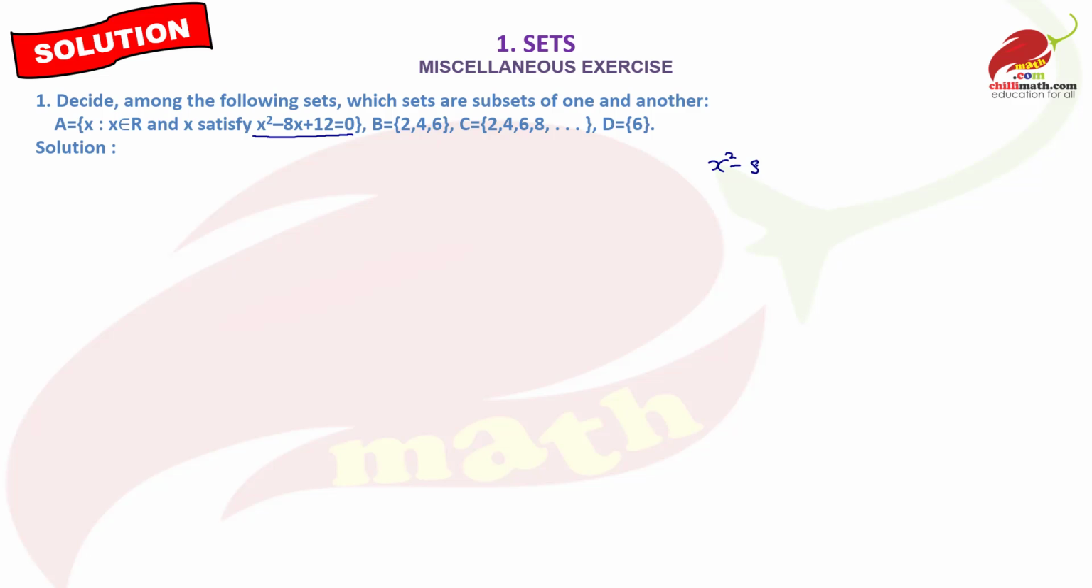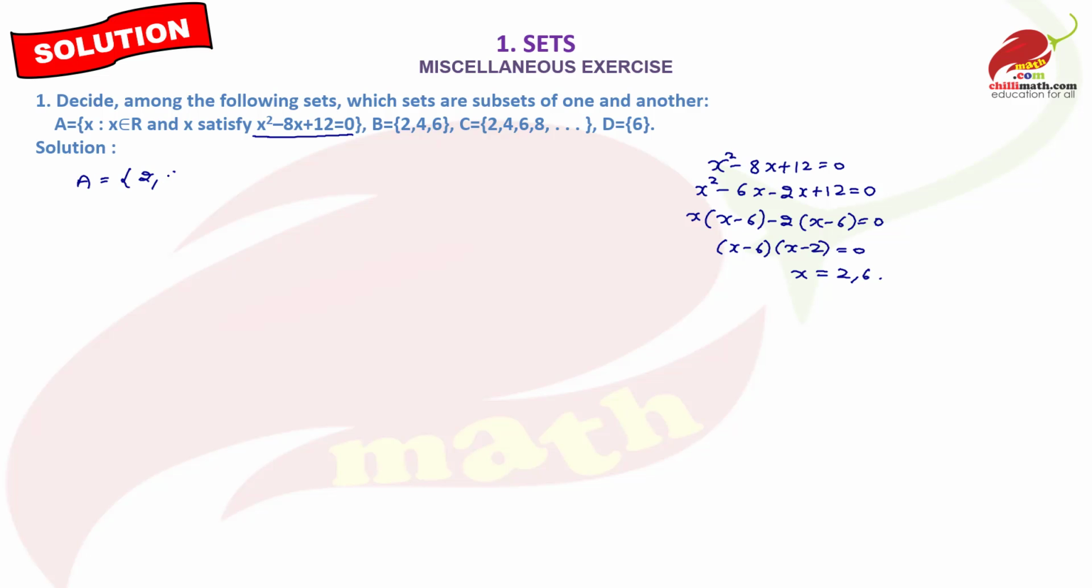So x square minus 8x plus 12 is equal to 0. This we can write as minus 6x minus 2x, so that their multiplication is 12. Take x common, x minus 6 taken common. So we got x equal to 2 and 6. So we have A is equal to {2, 6}.